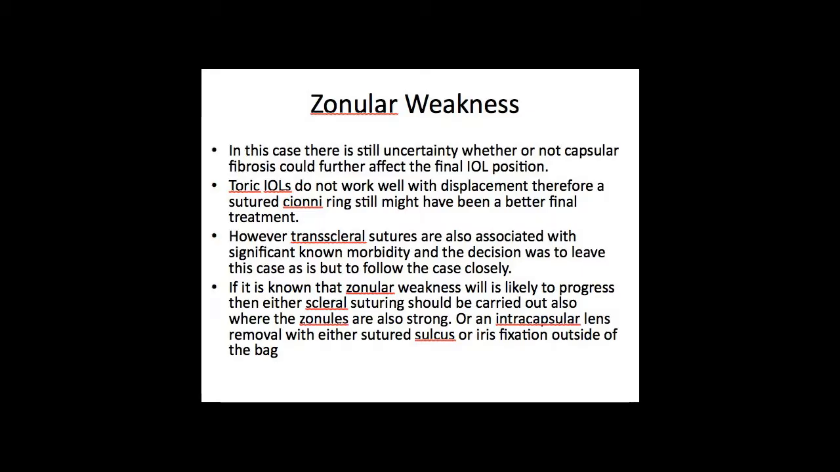In this case, there's still uncertainty whether or not subsequent capsular fibrosis could further affect the final intraocular lens position. Toric intraocular lenses do not work well with displacement, therefore a sutured Keone ring still might have been a better final treatment. However, transscleral sutures are also associated with significant known morbidity, and therefore a decision was made to leave this case as is, but to follow the case closely and potentially again intervene should intraocular lens dislocation occur.